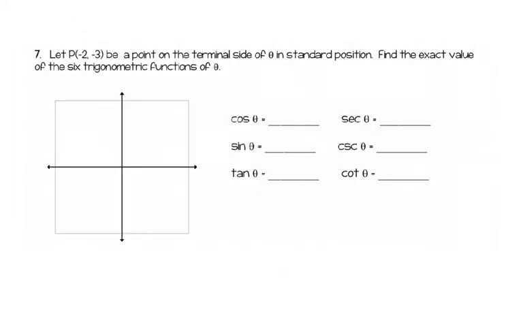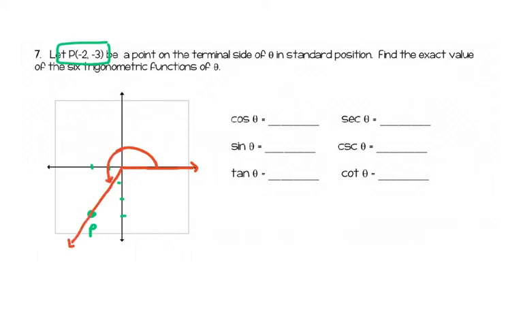Okay, the next thing we're going to do, we're going to let P, which is going to be a point, an ordered pair, negative 2, negative 3. So let's go and graph that. So negative 2, negative 3. P is going to be a point on the terminal side of theta, which is an angle in standard position. So let's think about what that means. I'm going to have an angle in standard position, meaning it started right here, and we're going to go around until we get to the side that contains P. So that's what I'm talking about.